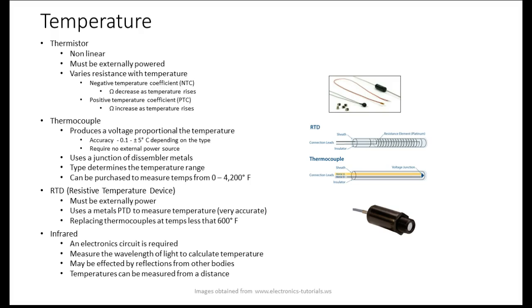So what do you think they do? Change their what? Change their resistance with temperature. Most of these, I got some here. So we have negative temperature coefficients, NTCs, which means their resistance decreases with temperature rise. And we have what we call positive temperature coefficient, or PTCs, which increase their resistance with temperature. The ones we have are NTCs.